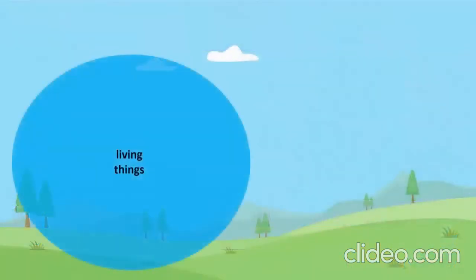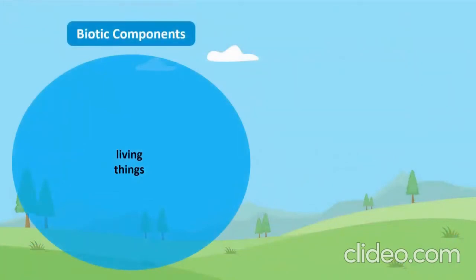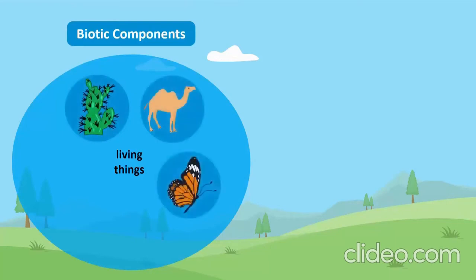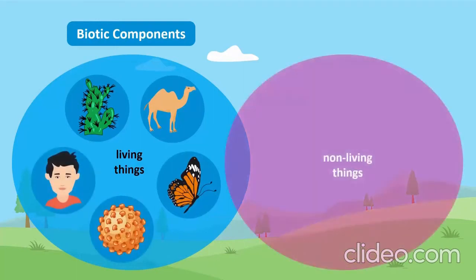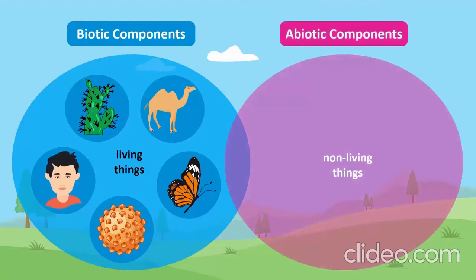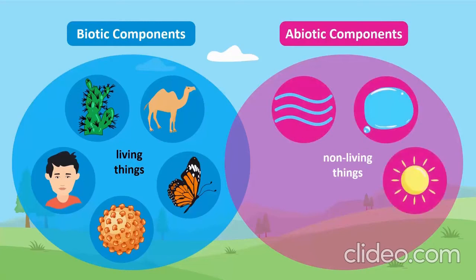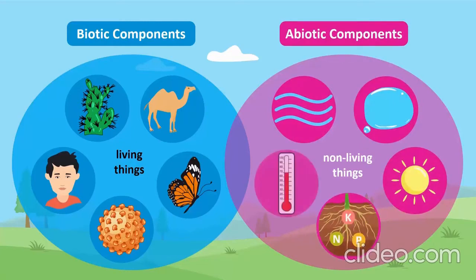Living things in an ecosystem are called biotic components. For example, plants, animals, insects, microorganisms, and even human beings. Non-living things in an ecosystem are called abiotic components. For example, air, water, sunlight, nutrients, and temperature.